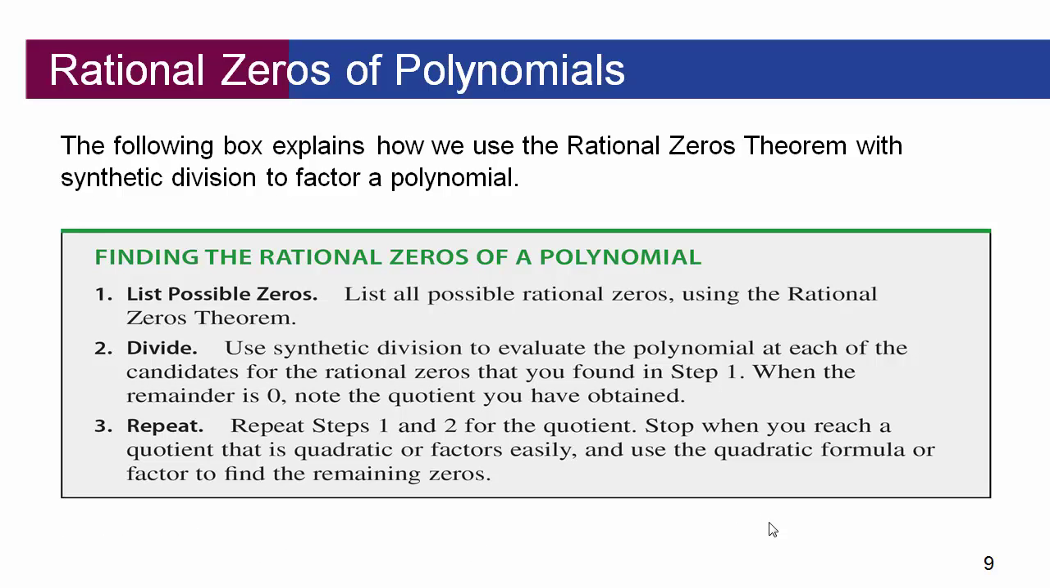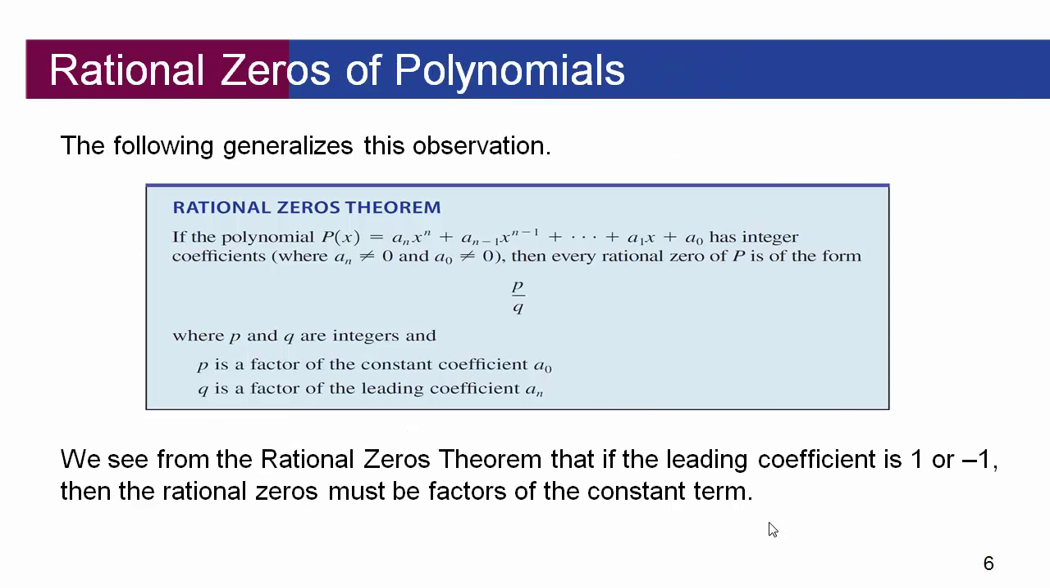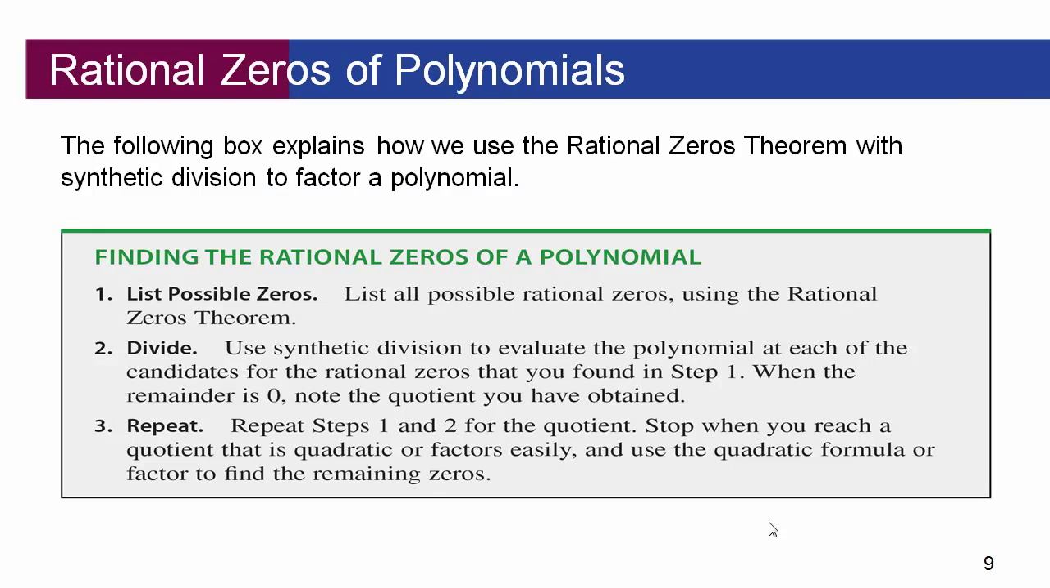Okay, so here are the steps if we want to find the rational zeros of a polynomial and thus be able to find the factors. First, we list out all of the possible zeros using the rational zeros theorem. That's the whole thing of the P over Q stuff, right? Once you have that, just start dividing. Use synthetic division if you know how to use it. That's the fastest way.